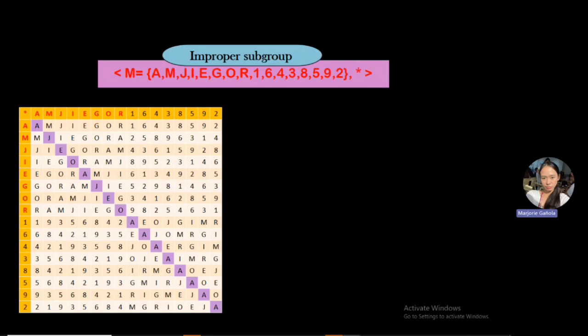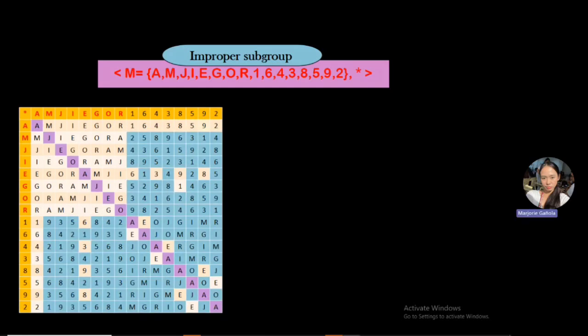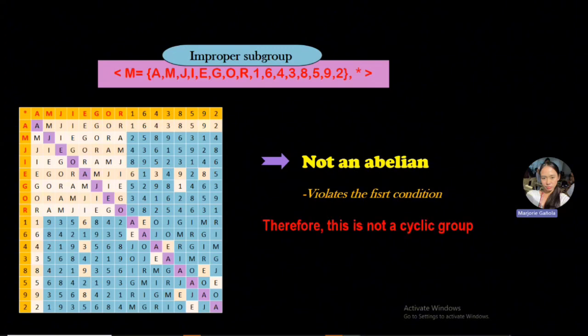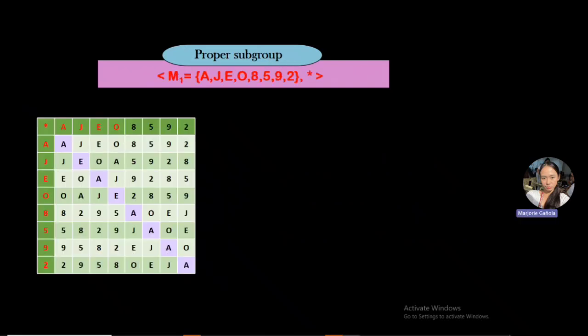First thing that we have to determine is the group M itself, also known as the improper subgroup. The first condition that we have to satisfy is if it is abelian. As you can see in here, the table is not symmetric from its diagonal line. Therefore, we can conclude that it is not abelian. Since it already violates the first condition, it is not a cyclic group. However, we can still check whether its subgroups are cyclic subgroups, even if the group itself is not cyclic.